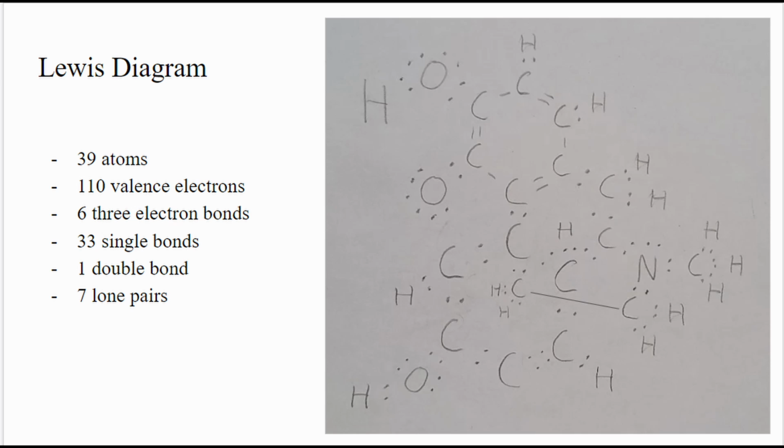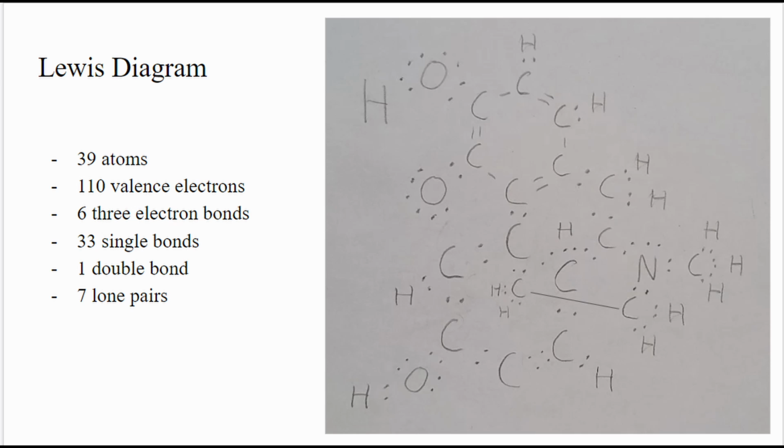As you can see, there are 39 total atoms within morphine, and that makes for a total of 110 valence electrons. There are 19 hydrogens, 17 carbons, 3 oxygens, and only 1 nitrogen. Now, there are 6 bonds, which are bonded with what's called a 3-electron bond. You can see those in a hexagonal shape near the top of the Lewis diagram. That forms what is called benzene. So those are with 3 electron bonds.